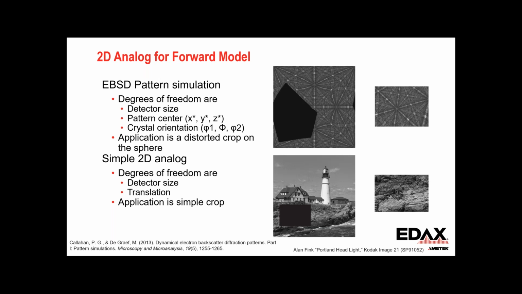So to explain how it works, I'm going to use this 2D analog. So if you imagine that, like I showed before, when you are generating a pattern from the simulation in the EBSD forward model, you can imagine it as a crop on the sphere. So you rotate the sphere by your crystal orientation and then crop it with the detector geometry. And so we can, to make things easier, just look at the 2D image version of that instead of the spherical image version. So we have a translation, which would be like what our orientation is, and then a crop from the image size that we're looking at.